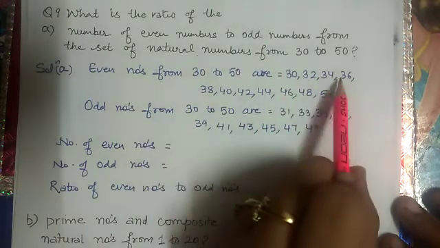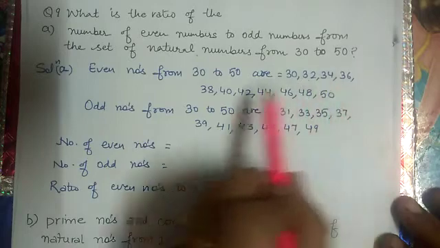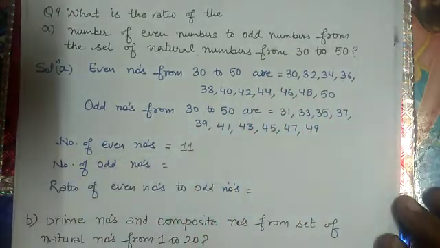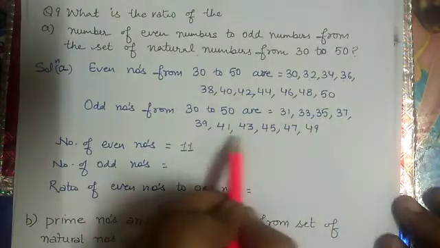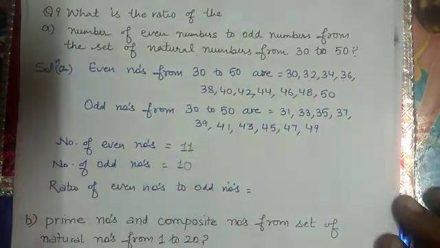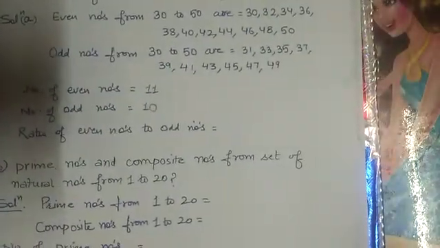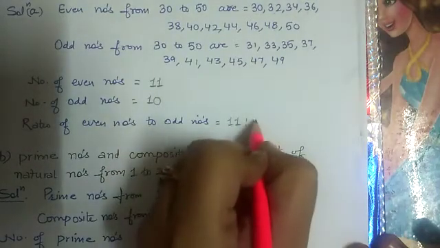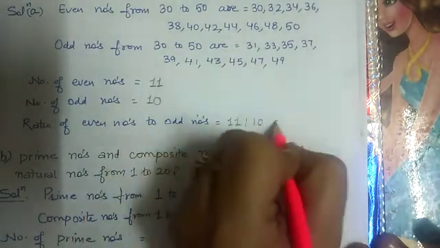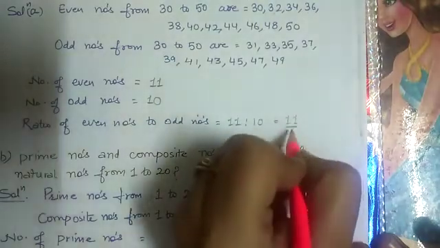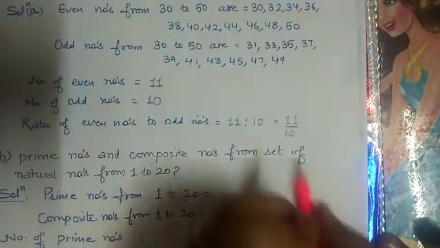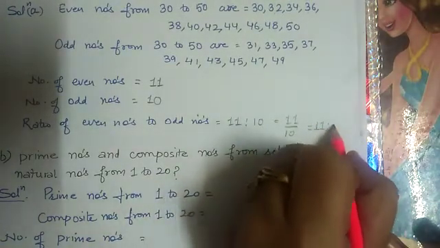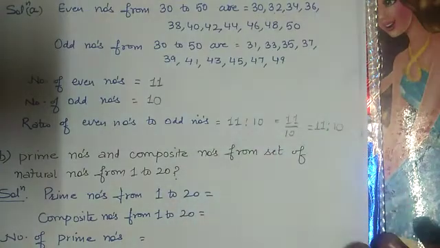And now we will count the even numbers first. 4, 6, 8, 10 and 1, 11. So we have 11 even numbers and a total of 10 odd numbers. So to get the ratio of even numbers to odd numbers, we will write 11 ratio 10. As 11 and 10 are not divisible by any common number, it will remain 11 ratio 10. That is the simplest form.